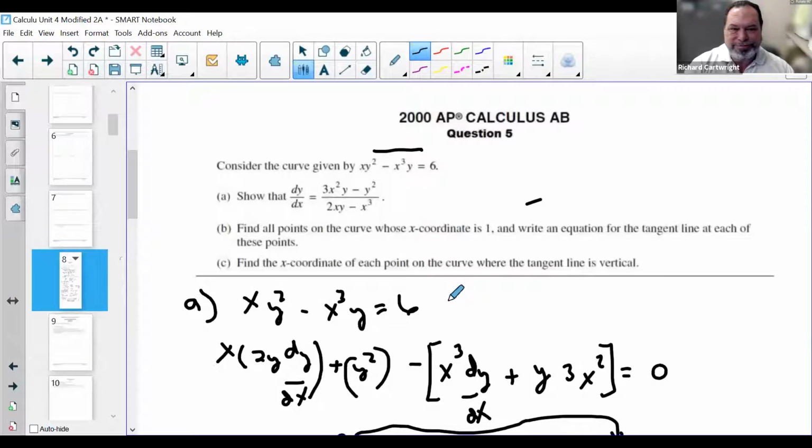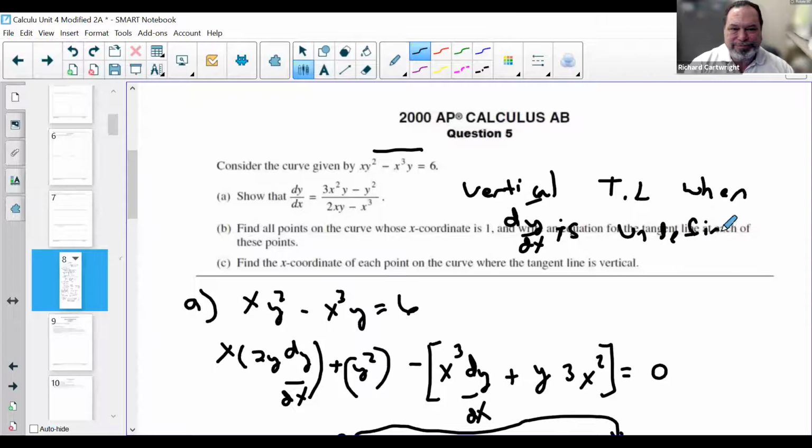C says, find the x-coordinate of each point on the curve where the tangent line is vertical. What does it mean to be vertical? I'm going to make a little comment up here. A vertical tangent line happens when dy/dx is undefined. That's my note. Now, if you want to write that in part C for the reader, that's great. So I'm just making a note up here so I can see this. To be undefined, this piece would have to be 0.